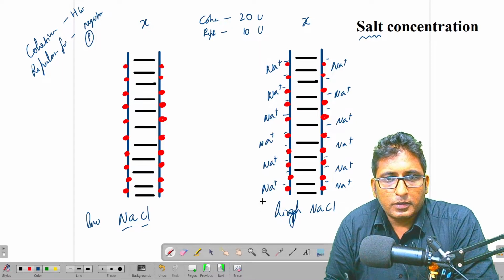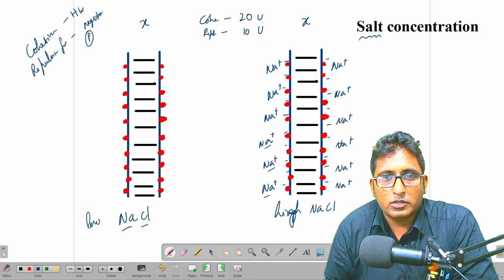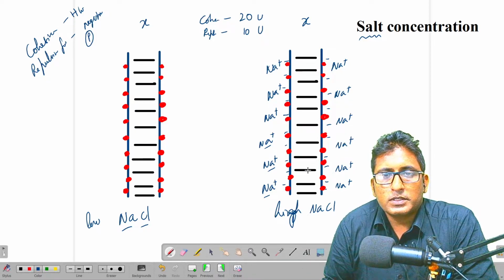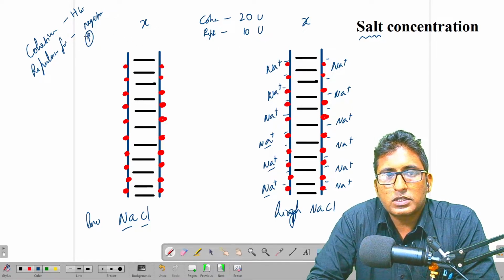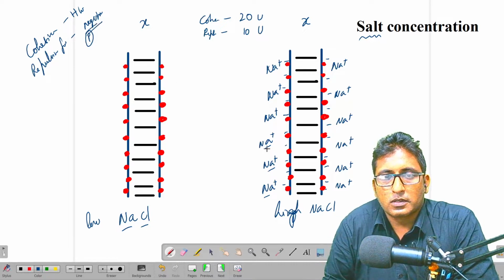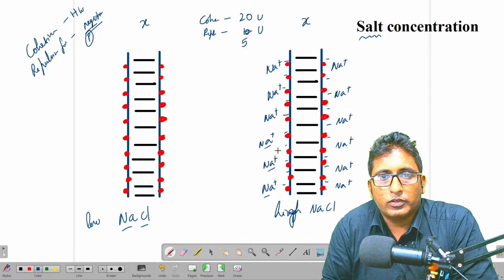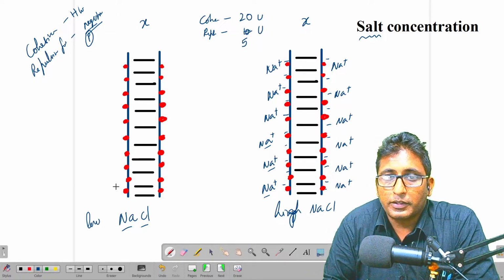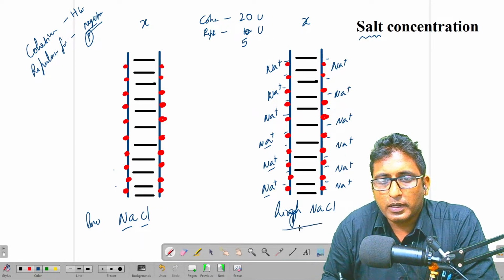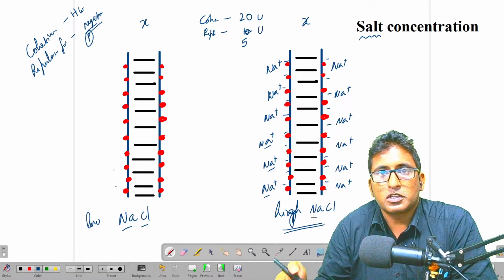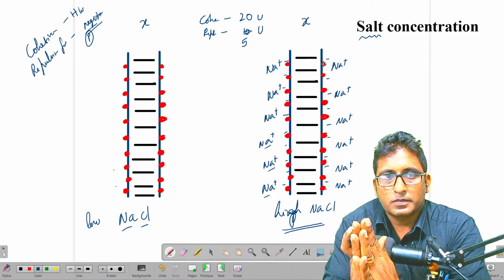When we have sodium ions in high concentration, like in the high salt concentration solution, more sodium ions are bound here, which means the negative charges are reduced. That means the repulsion might become something like 5 units compared to the other case. What I mean to say is, in conditions of high salt concentration there is reduced repulsion, because of which there is more cohesion between the two strands.